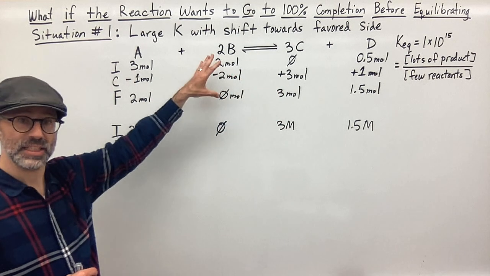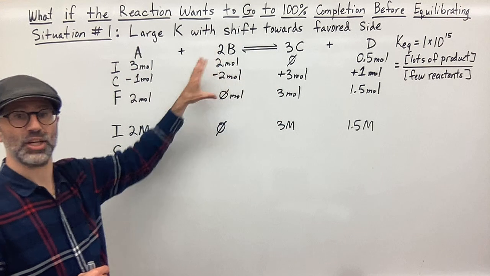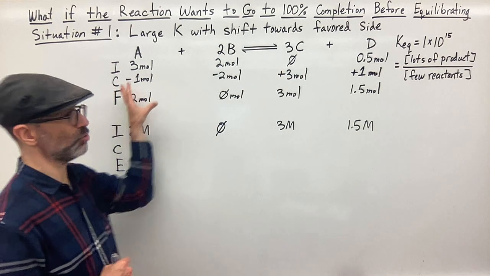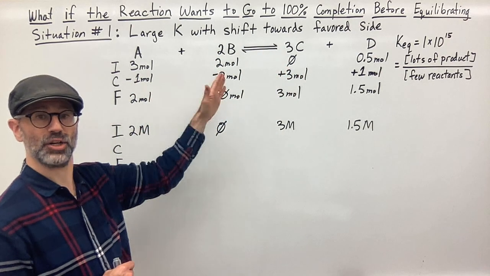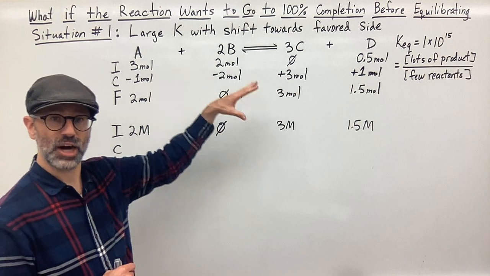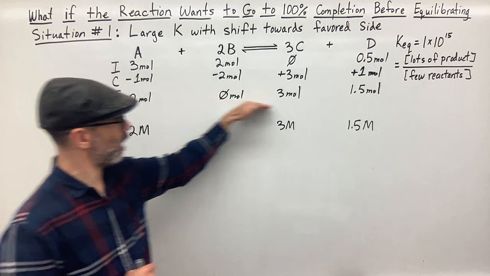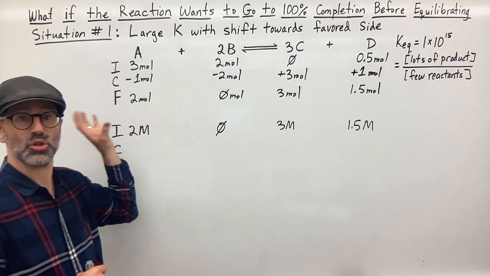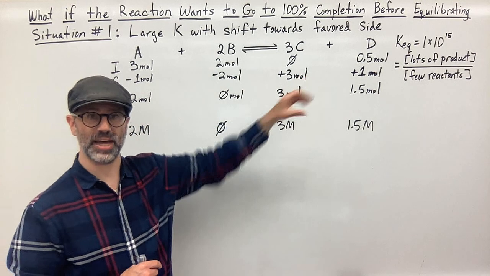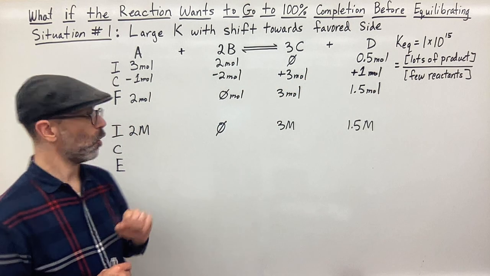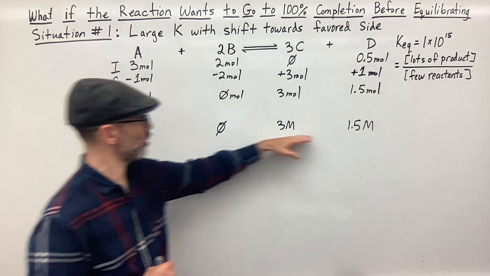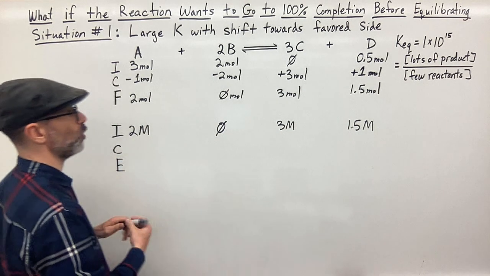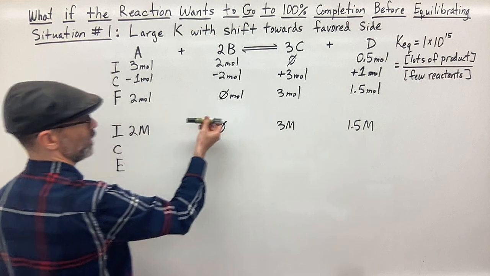So under this condition, when you have a large K value and the shift is towards the favored side, you've got to do the stoichiometry first, figure out your limiting reagent, figure out the change, figure out what your final moles are going to be when you assume that it goes 100% in the favored direction. Once you do that, you figure out what your new molarities are, and then you do your ICE table with the shift going in the opposite direction.